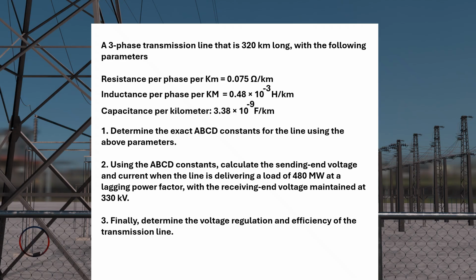1. Determine the exact ABCD constants for the line using the above parameters. 2. Using the ABCD constants, calculate the sending end voltage and current when the line is delivering a load of 480 megawatts at a lagging power factor with the receiving end voltage maintained at 330 kilovolts. 3. Finally, determine the voltage regulation and efficiency of the transmission line.